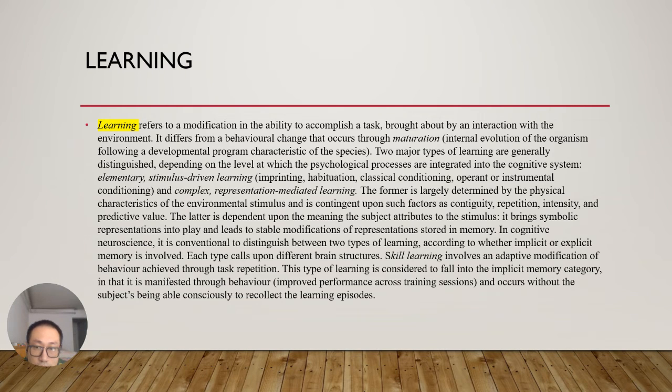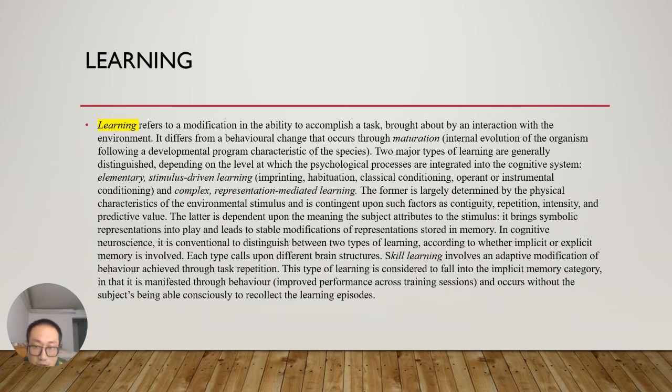Two major types of learning are generally distinguished, depending on the level at which the psychological processes are integrated into the cognitive system. Elementary, stimulus-driven learning, that is, imprinting, habituation, classical conditioning, operant or instrumental conditioning, and complex, representation-mediated learning. The former is largely determined by the physical characteristics of the environmental stimulus and is contingent upon such factors as contiguity, repetition, intensity, and predictive value. The latter is dependent upon the meaning the subject attributes to the stimulus. It brings symbolic representations into play and leads to stable modifications of representations stored in memory.